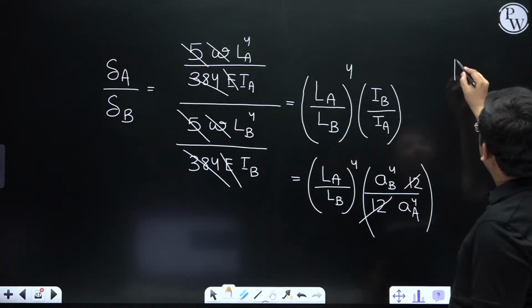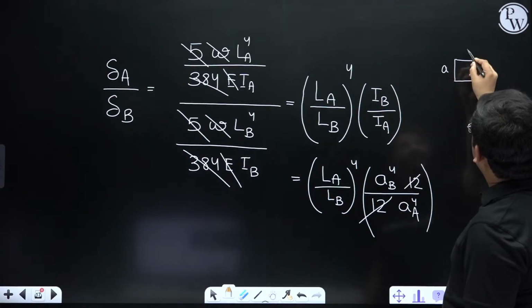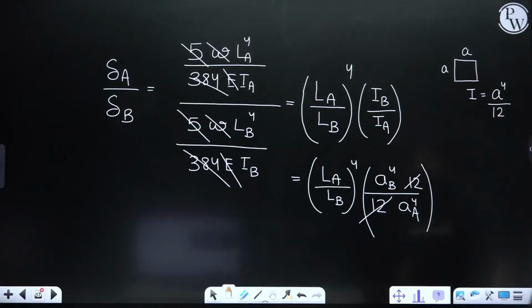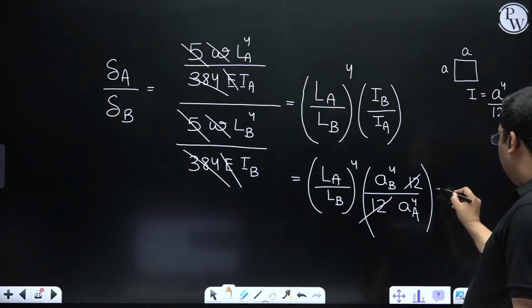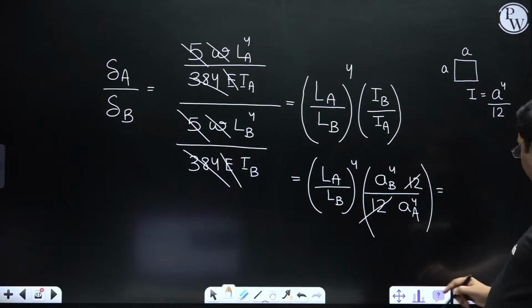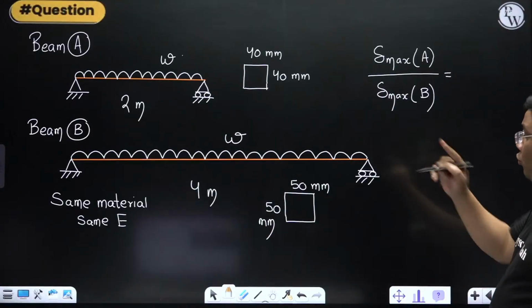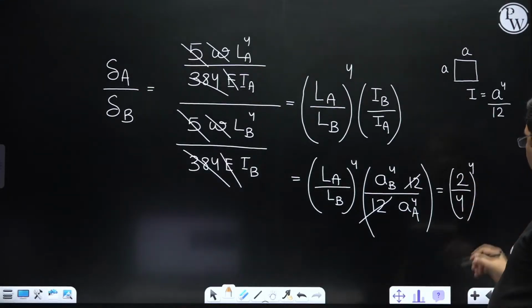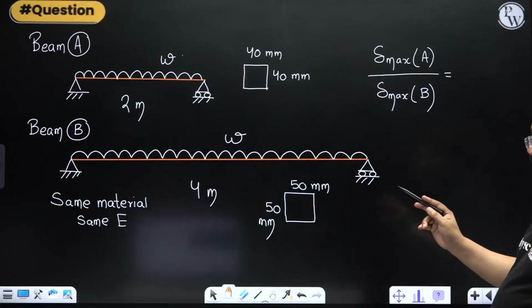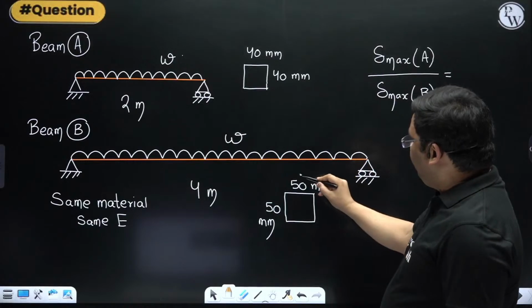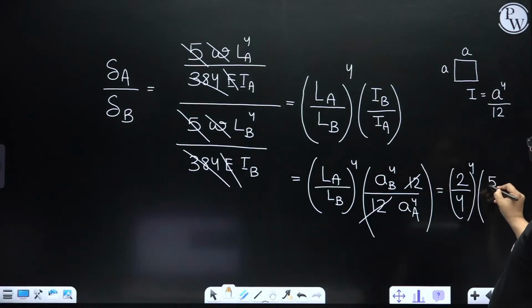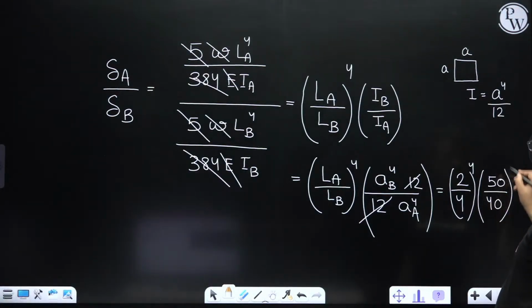Yes, because for a square section of side length A, what is the I? It is A to the power 4 divided by 12. Easy, you see. So this becomes LA by LB, so 2 by 4, so 2 by 4 to the power 4. Then what is AB? For B the side length is 50, for A it is 40. So this is 50 by 40 to the power 4.